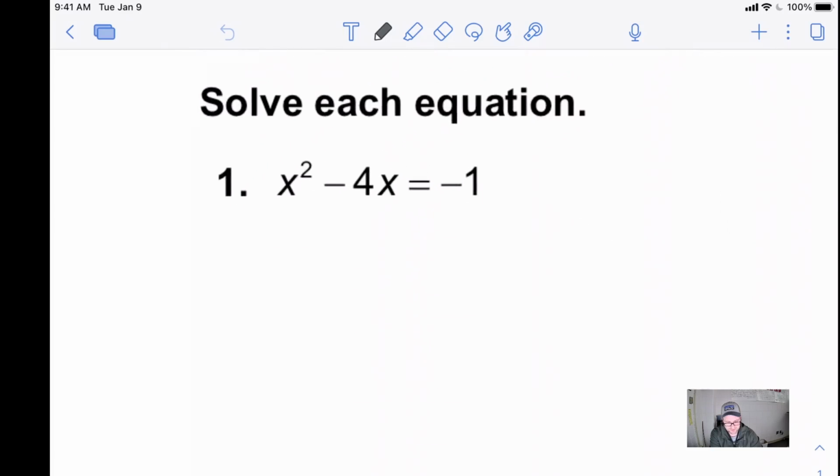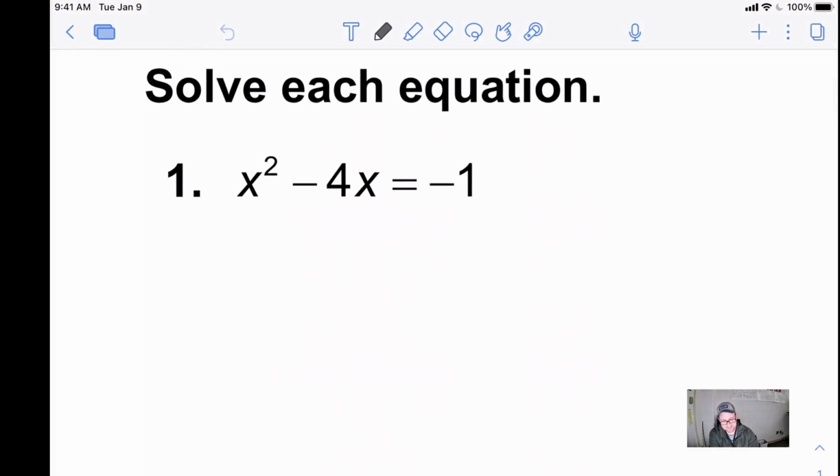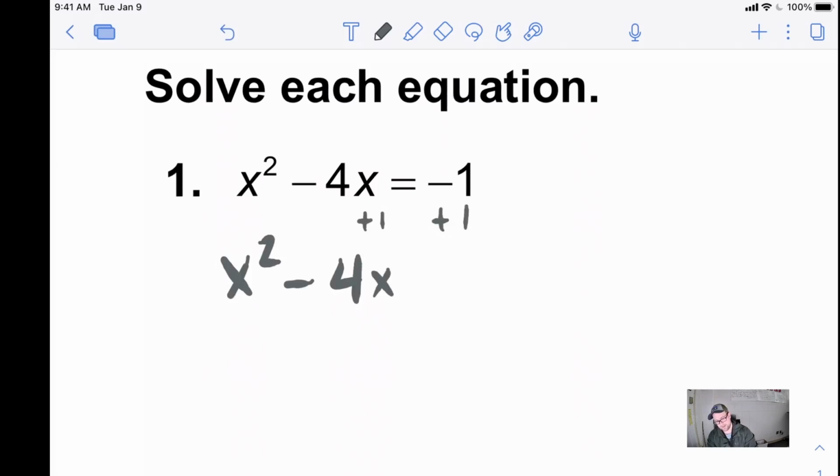So here's our first equation. It says solve each equation. Now, the way you want to go through and solve this, your goal is ultimately to get x all by itself. When you see a problem like this, normally a good rule of thumb is to try to get everything onto the same side. So we are going to add 1 to both sides to make that happen. So now we will have plus 1 equals 0.